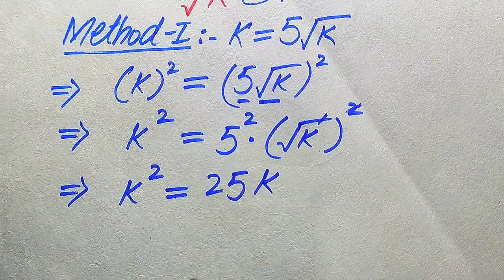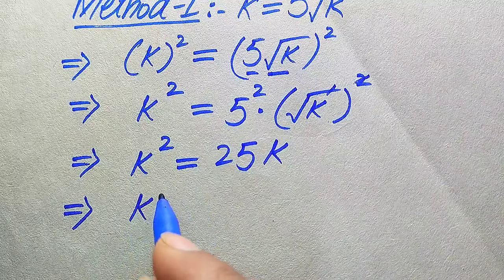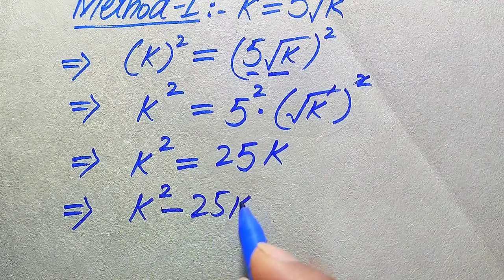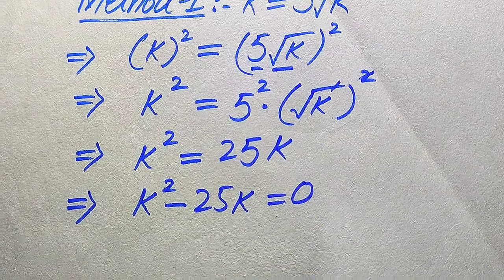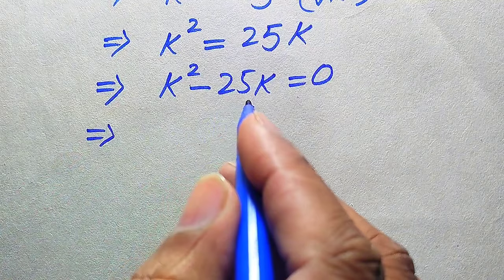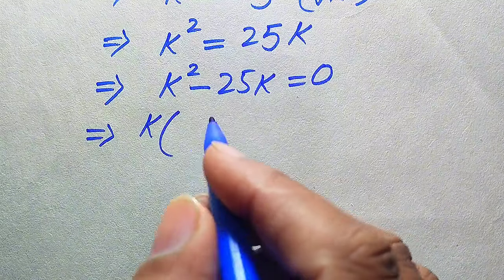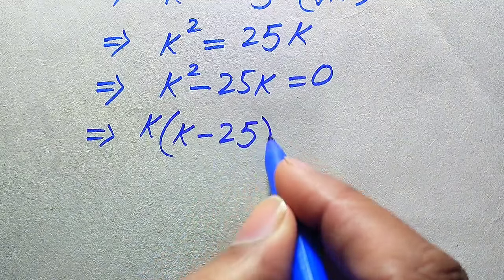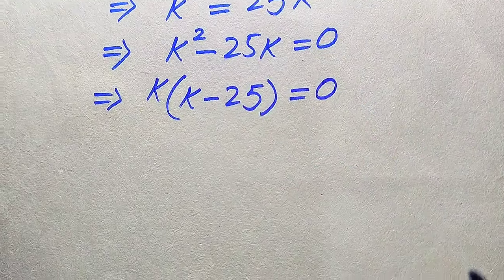Now in the next step we need to move this 25k from the right hand side to the left hand side, and it will be written as k squared minus 25k, and this whole equation is equal to 0. Now you see both of these two terms involve k, so we take k common from here, and when we take k common the remaining values are k minus 25, and this whole equation is equal to 0.